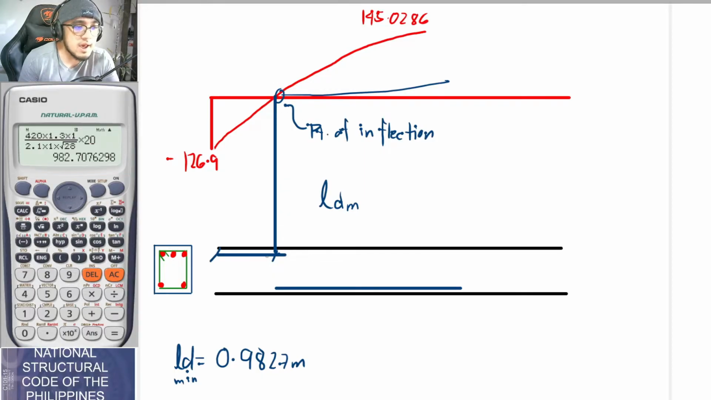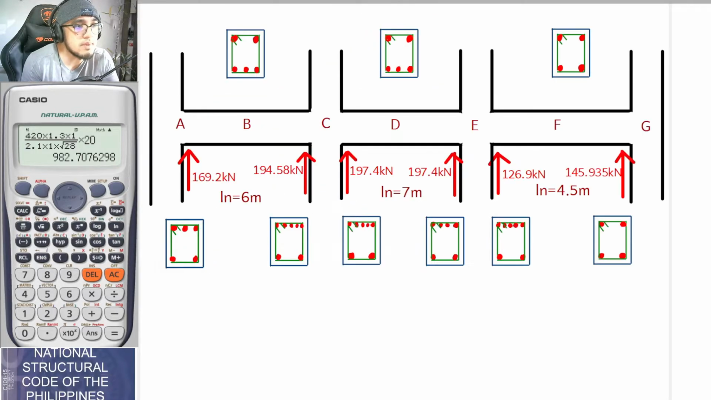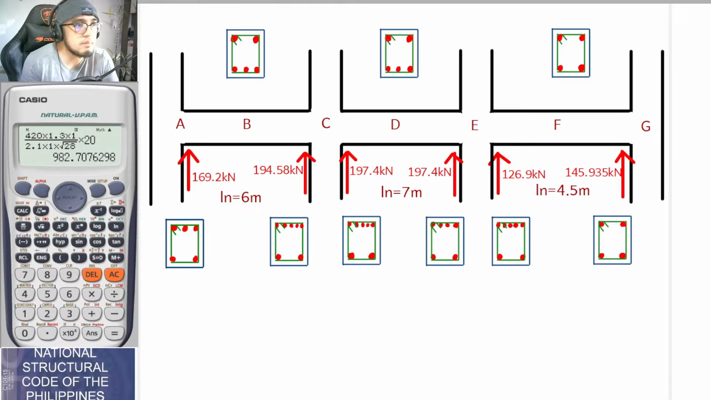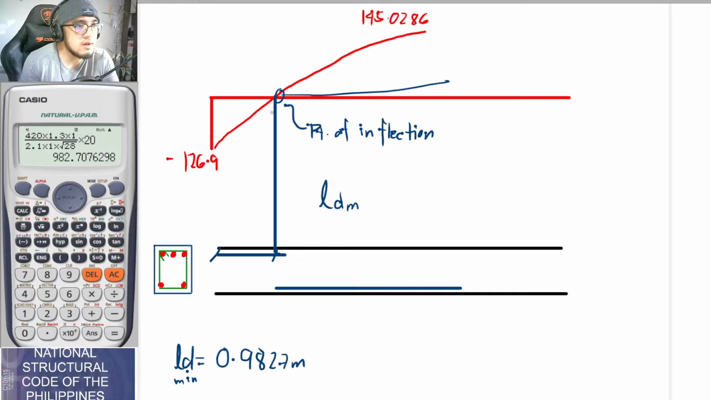So when that is the case, guys, it is once again logical for us to terminate our development length at this point, because it is not needed throughout. But according to NSCP, in this provision, you must have an extension here of d, 12 dB, or ln over 16. So let's say that that is to be the point of inflection already. We must still increase it, so we add as a factor of safety.